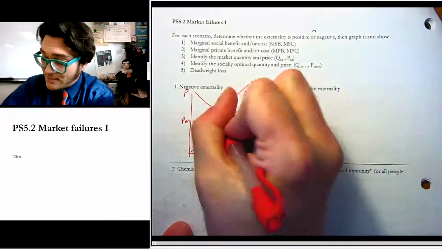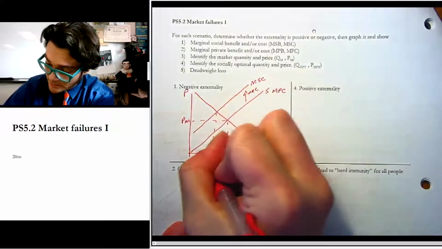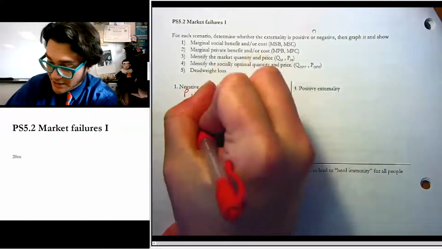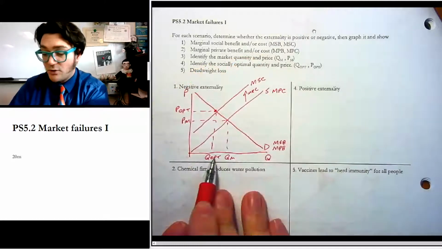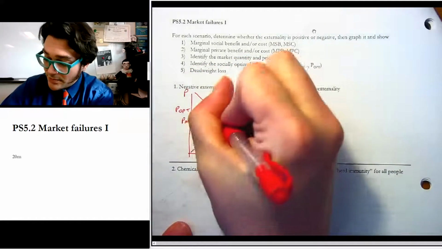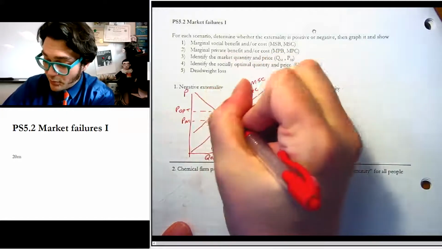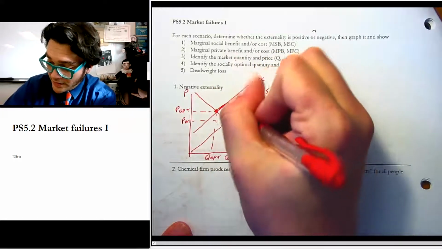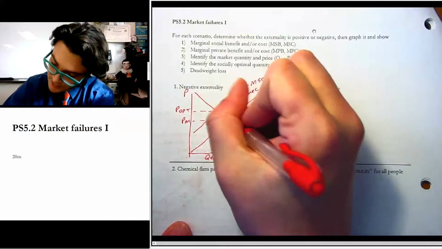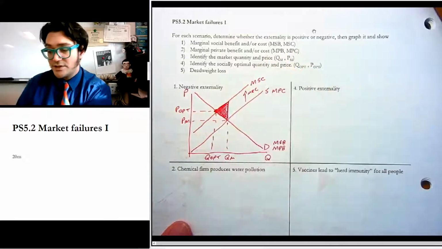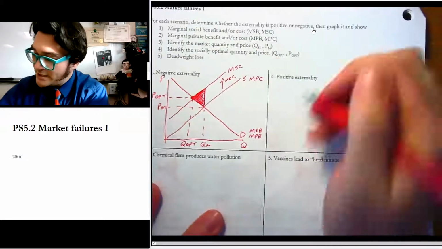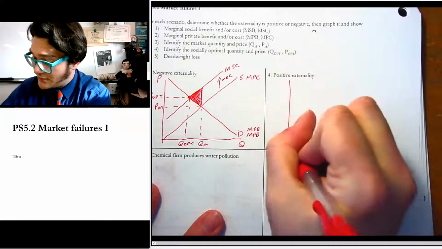Now we have the P opt and the Q opt, and we should see the optimal price and quantity are less quantity, higher price. And we remember that the arrow points toward the optimal, right? So we have this little arrowhead that shades for our deadweight loss. Okay, now let's go ahead and do the positive externality over here.